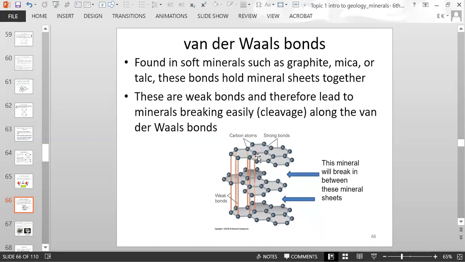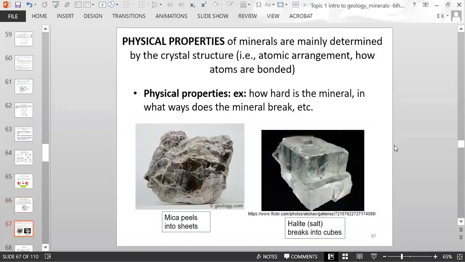And those are weak bonds, and the mineral could actually break very easily along these weak van der Waals bonds. So what you can do is actually peel some minerals apart, you peel the layers apart. Or in this case, this is graphite. So when you take a piece of graphite and you rub it on a piece of paper, you're breaking the van der Waals bonds and leaving little pieces of the graphite behind on the paper. But you basically just broke a bunch of bonds. And then there's another mineral called mica in this picture on the left, which peels into sheets. And that's also related to what I was just saying with the sheets and the van der Waals bonds.